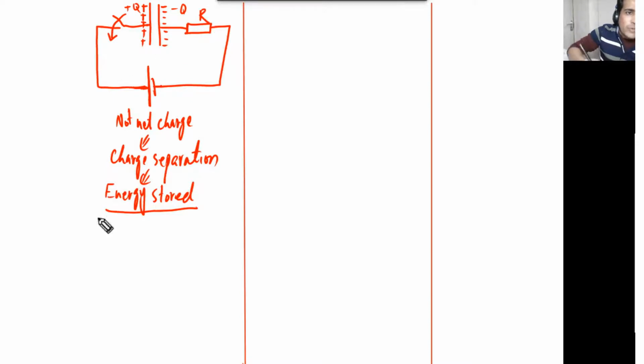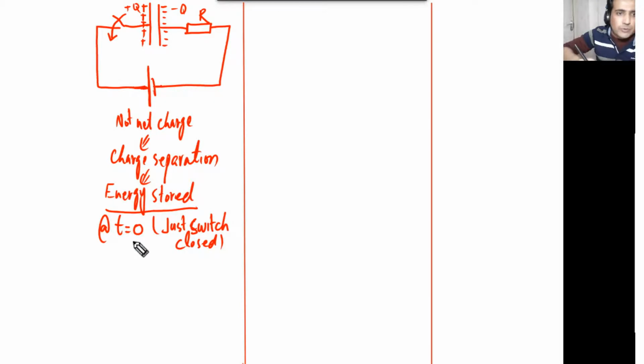So this is R. At the beginning, at t equal to 0, when you just close the switch, charge will start flowing. At this point, if you need to calculate I, let's say the battery voltage is V. Then I at the beginning will be equal to V over R, as there is no capacitor effect here. When the capacitor is not charged, it is just acting like a wire.